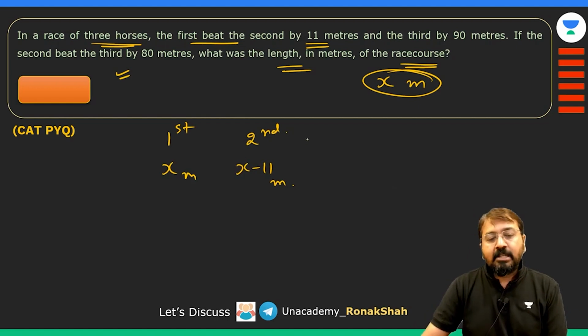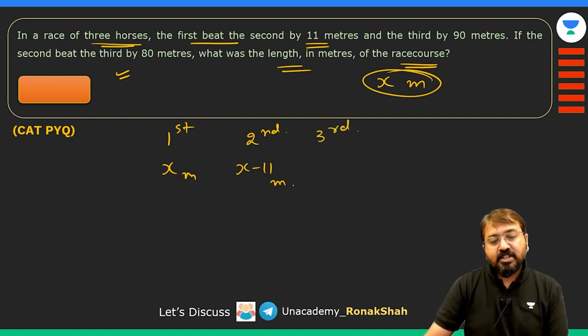And the third by 90 meters. So in the same race, the first beat the third by 90 meters. So the third must be running x minus 90 meter in the same time. Okay. If the second beat the third by 80 meters, so if the second horse runs for x meter, the third must be running for x minus 80 meter.